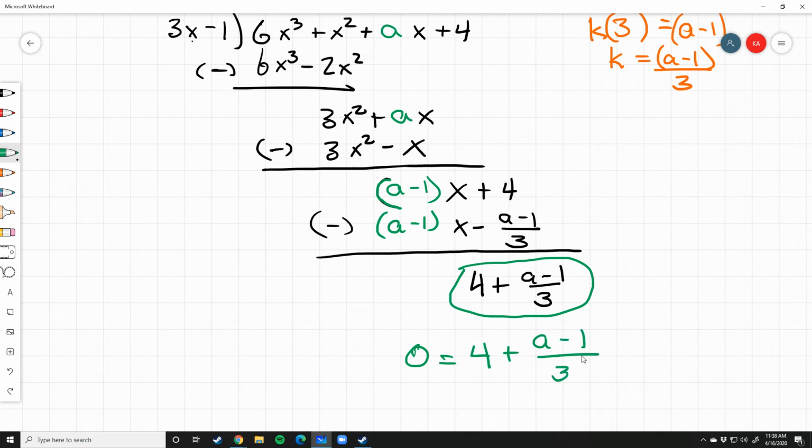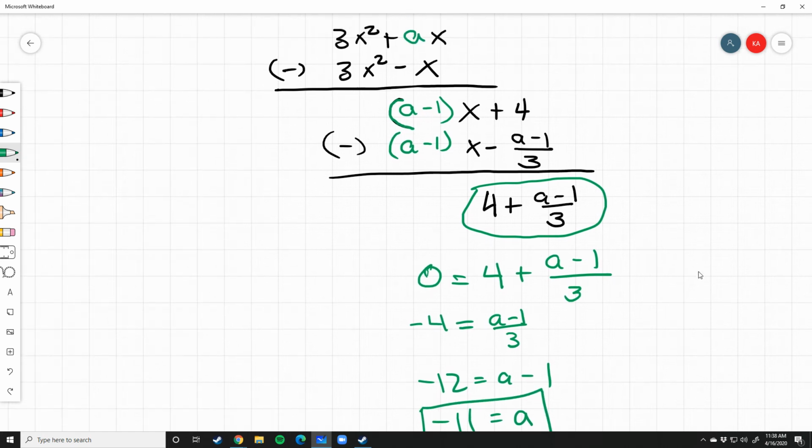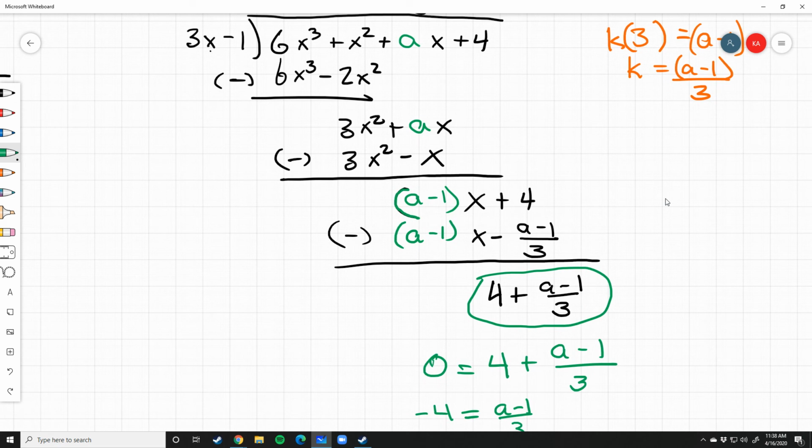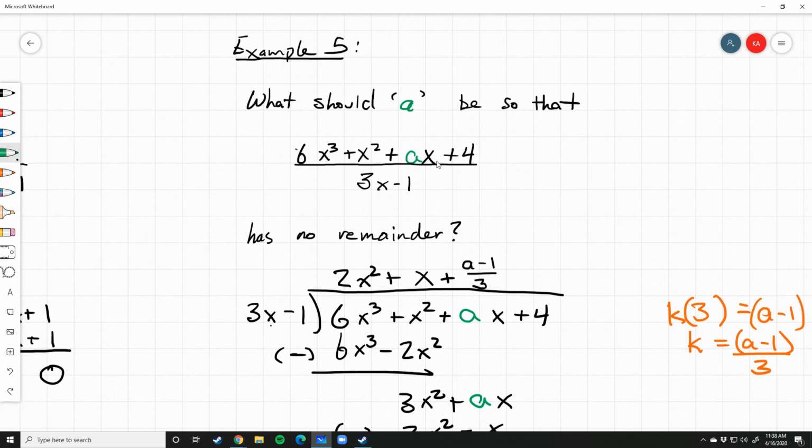All right, well, if we want to solve this, I can bring 4 to the other side. Then I will multiply both sides of this equation by 3. Add 1. And so it looks to me like a needs to be negative 11. Because if a is negative 11, then, again, this last bit, this remainder, will be 0. And that's the problem. So sometimes you'll be asked, like I believe there's one problem in the homework that asks you to figure out a constant like this.